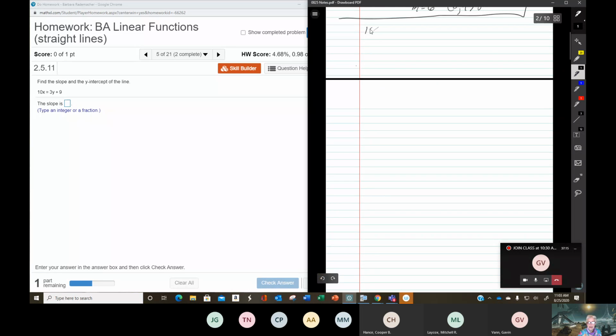Okay, so 10x equals 3y plus 9. I have to solve for y. That means I have to get y alone by itself on one side. So I'll subtract 9 and subtract 9. Meanwhile, this is positive, and I know that because it doesn't have a negative sign in front of it. So I'll say plus 10x.